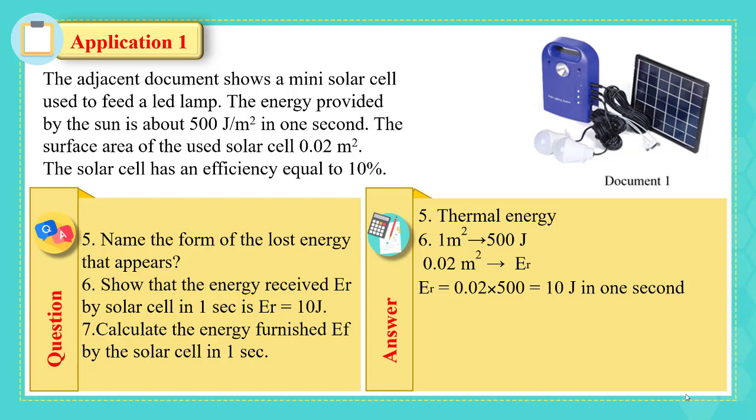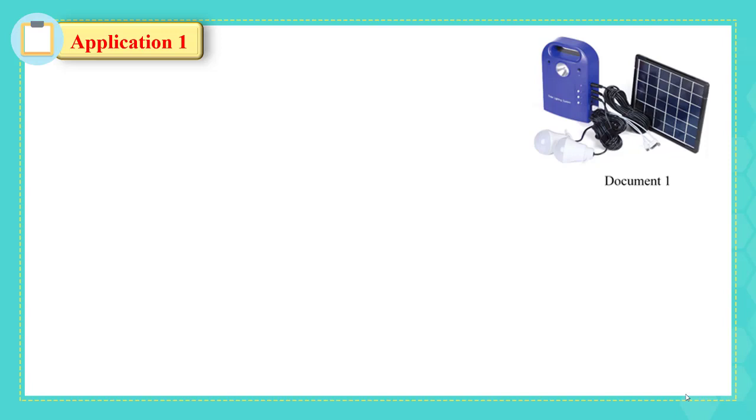In question 7, we have to calculate the energy furnished by the cell in 1 second. The efficiency is defined as the ratio of the energy furnished to the energy received. So the energy furnished is equal to 10% of the energy received, which corresponds to 0.1 times 10, so it is equal to 1 joule in each second.